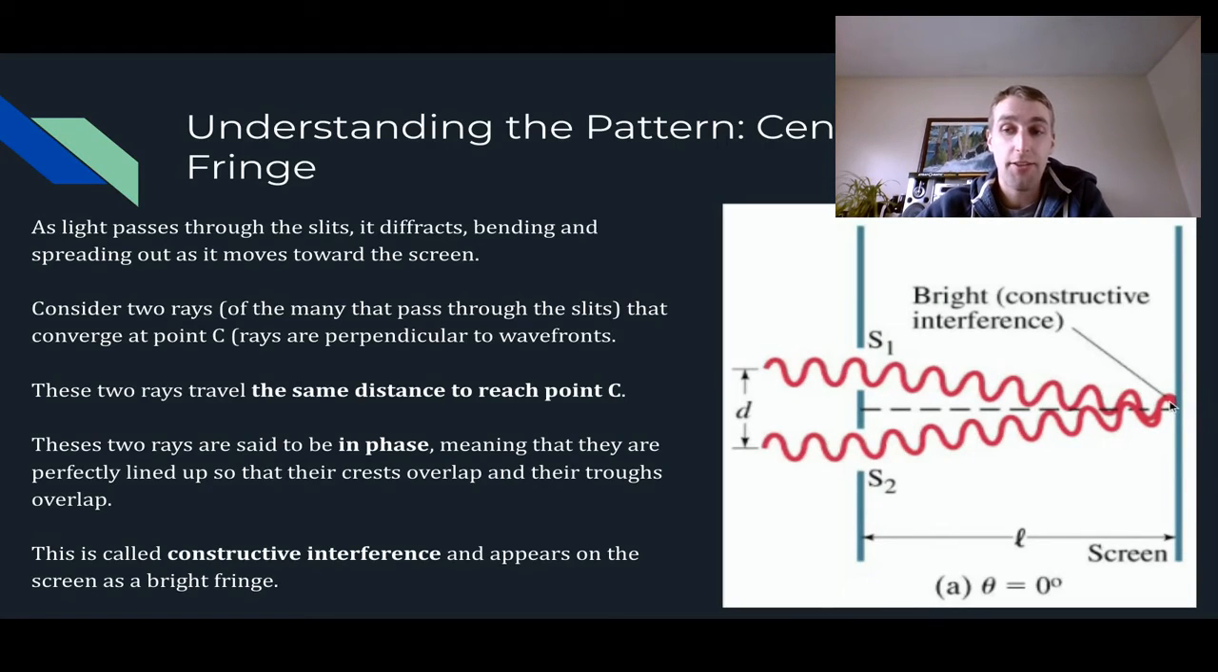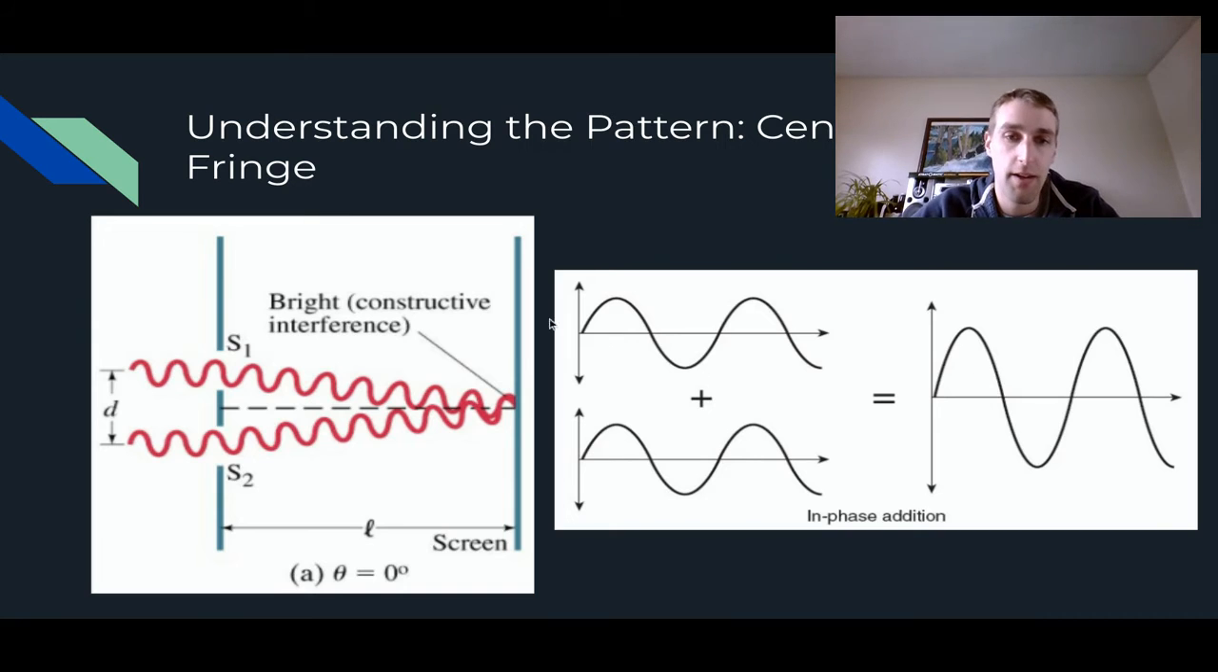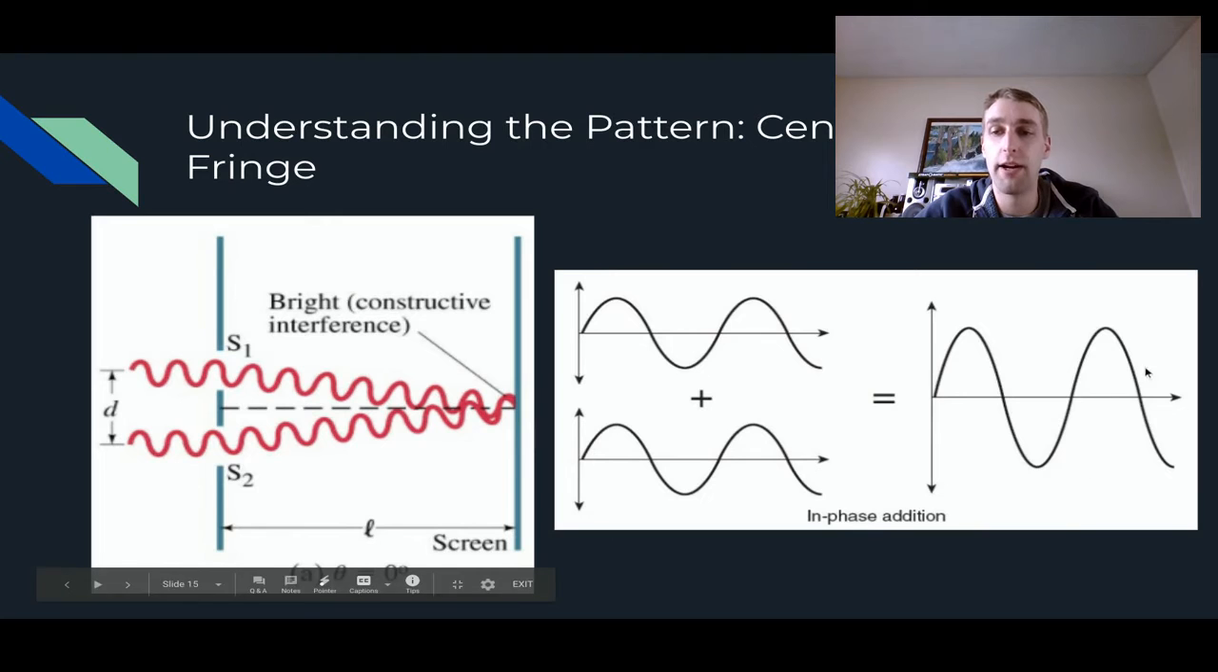Because they get there together, this is like adding two up waves on a slinky. They're going to give you a bigger wave because they're in phase. So here you go. You can see the picture. Same distance, in phase, gives you a greater amplitude.